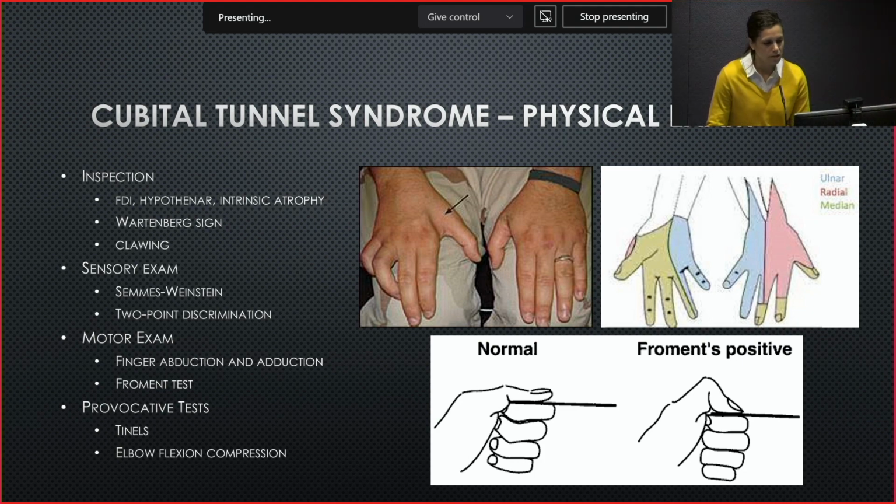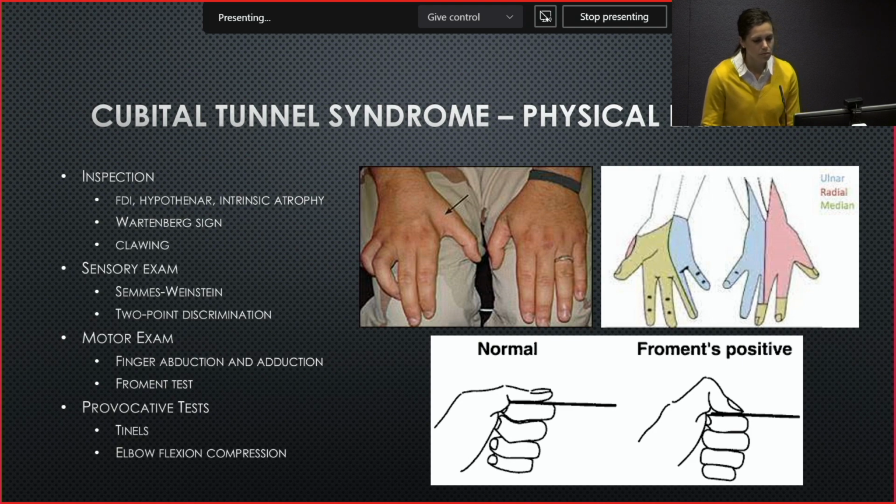The Wartenberg sign is the inability to fully adduct the small finger, and that happens because the third volar interosseous muscle is weak. So the extensor digiti minimi, which is innervated by the radial nerve, pulls the finger into abduction. Clawing of the small finger and ring finger can also occur in advanced cases because all of the intrinsic muscles to the small and ring finger are weak because they're innervated by the ulnar nerve. And so you have this imbalance between those weak intrinsic muscles and the extrinsic muscles that are innervated by the median and radial nerves, and they cause this clawing deformity, which is less seen in the index and middle fingers because of a different innervation pattern.